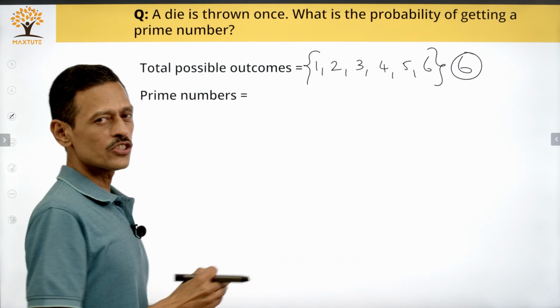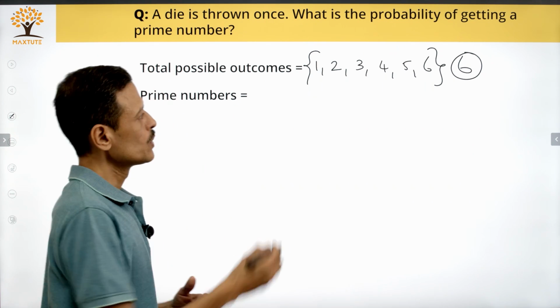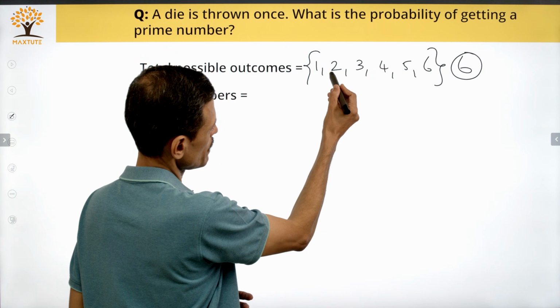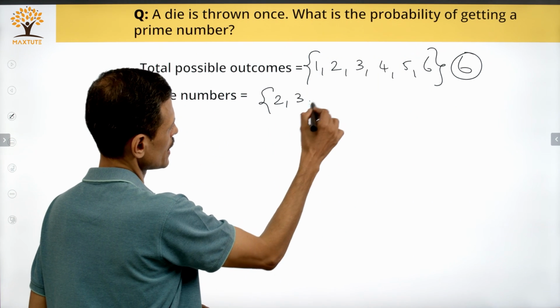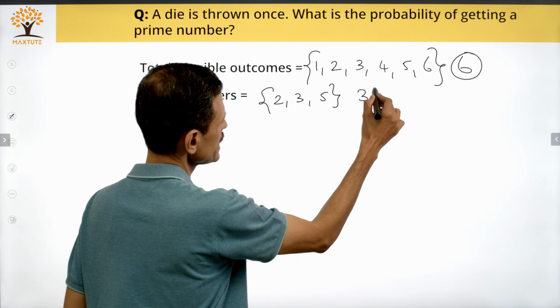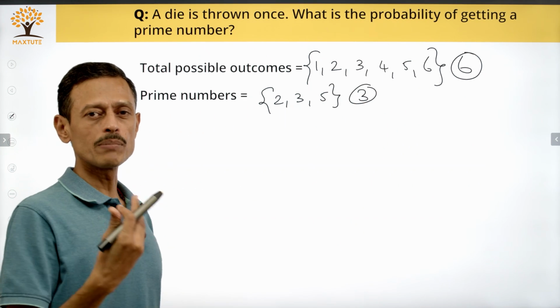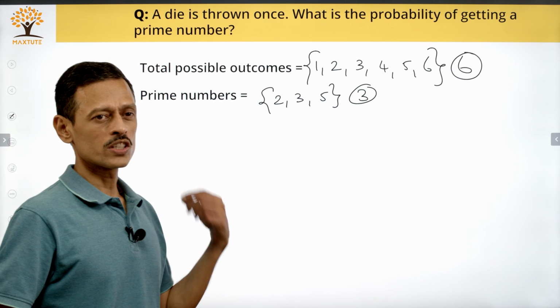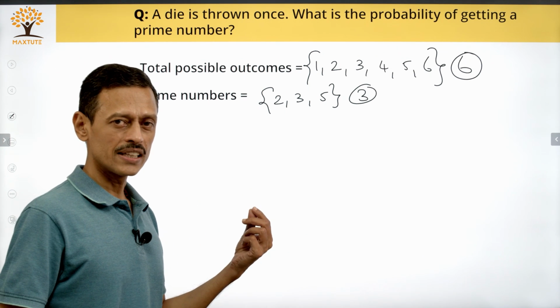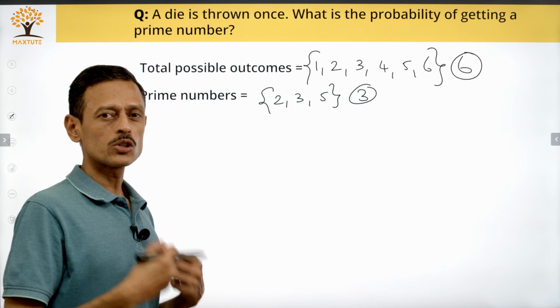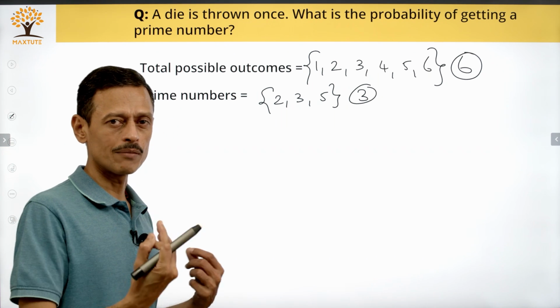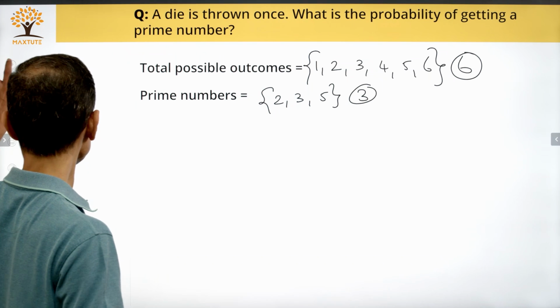What are the outcomes in which you will get a prime number as the answer? What are the prime numbers among these? 2 is a prime number, 3 is a prime number, 5 is a prime number. So prime numbers among these are 2, 3 and 5. So 3 possibilities exist for the number to be a prime number. So what is the probability that the number that you see is a prime number? Number of ways of it being a prime number divided by the total number of ways in which you will have a number appearing when a die is thrown. So that's the required probability.